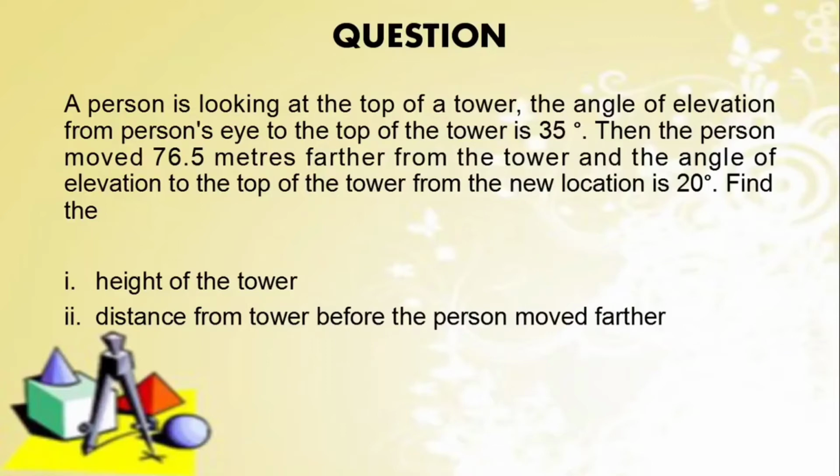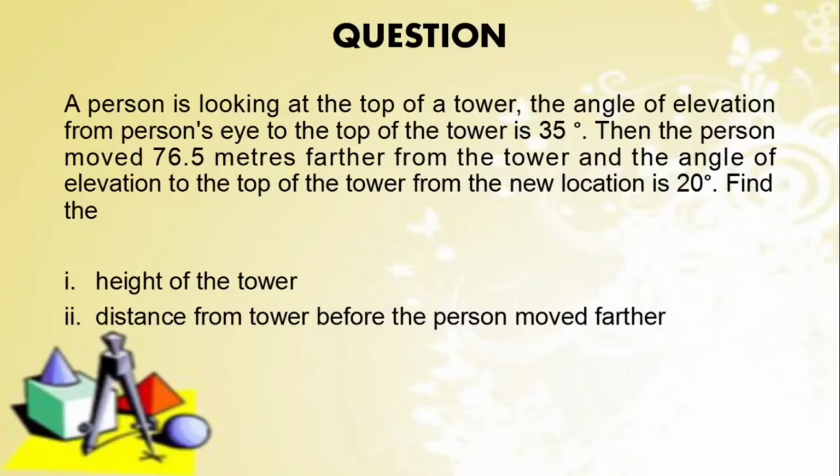So the question states that a person is looking at the top of a tower, where the angle of elevation from the person's eye to the top of the tower is equal to 35 degrees. Then, the person moves 76.5 meters farther from the tower, and the angle of elevation to the top of the tower from the new location is equal to 20 degrees. Find the height of the tower and the distance from the tower before the person moved farther.